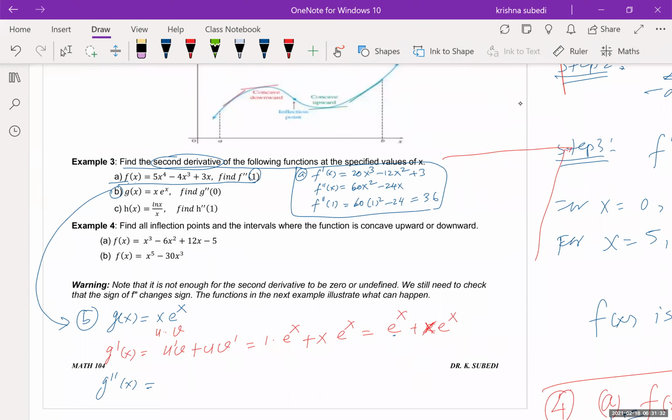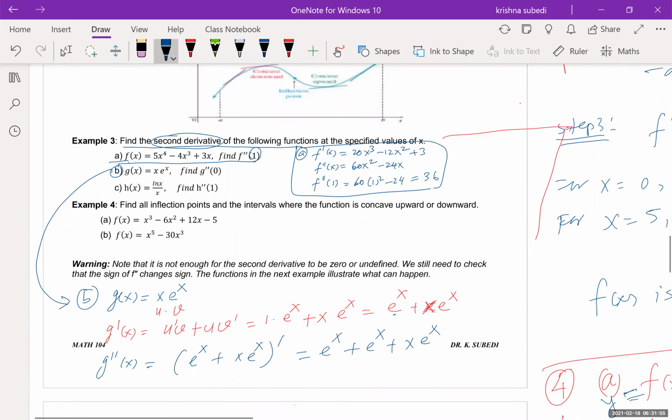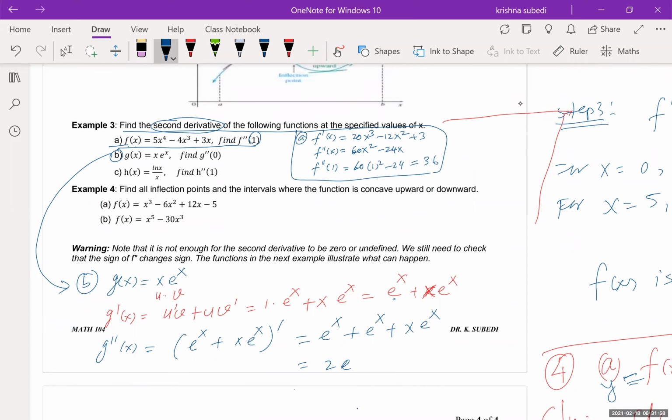Okay, second derivative. What we need to do is find the derivative of this. The derivative of the first term will be e to the x by itself, and the derivative of the second term we already calculated, which is e to the x plus x e to the x. So if you combine them, your answer is going to be 2 e to the x plus x e to the x.